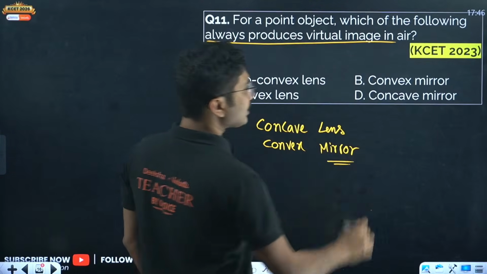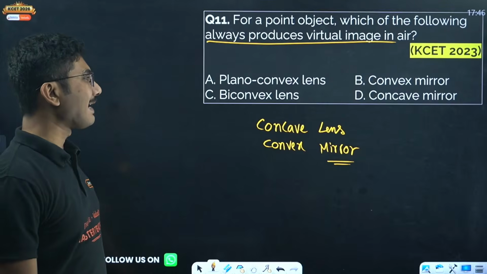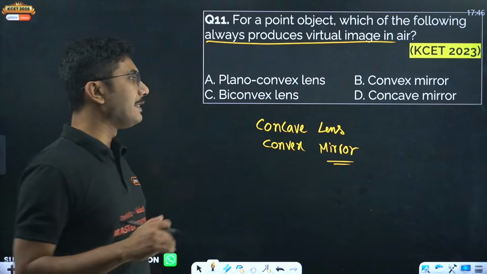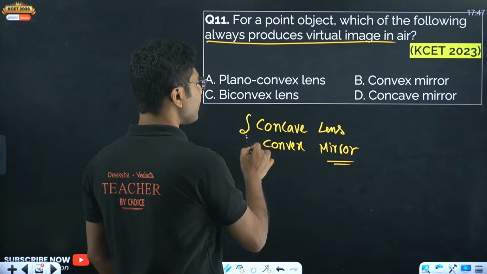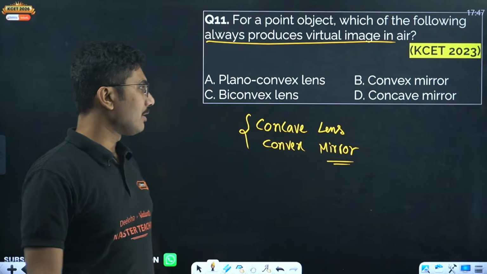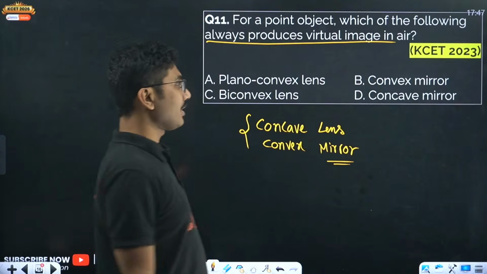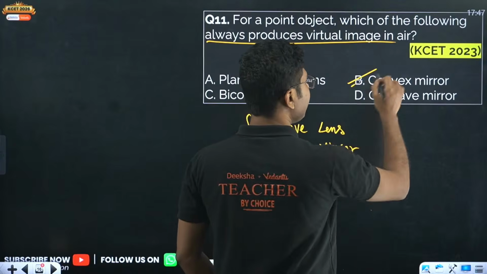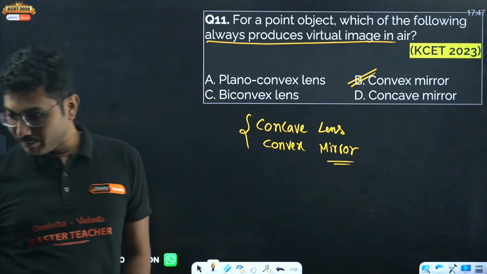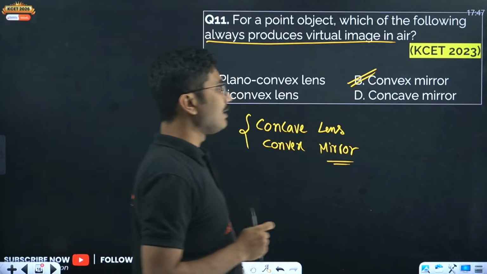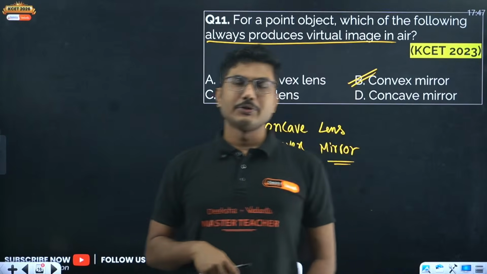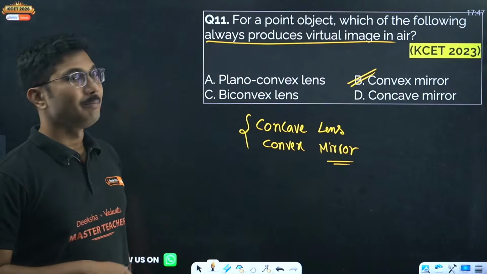Okay, convex mirror or concave lens. Only these two can always produce virtual images. Concave lens, convex mirror and concave lens. So here it will be convex mirror. Those who are saying B are correct. So remember that it's a convex mirror.